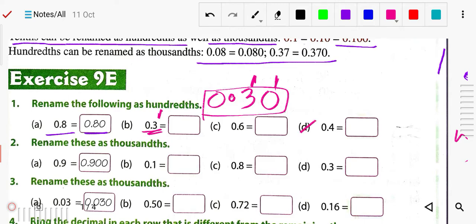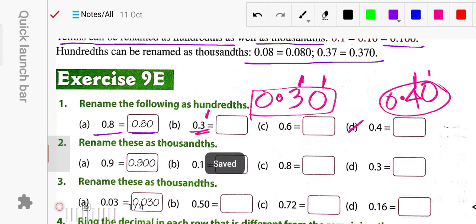Similarly here you can see 0.4. 0.4 is only at the tenth place, so if we add one more zero, it will be the hundredth place. So the answer will be 0.40. Got it?